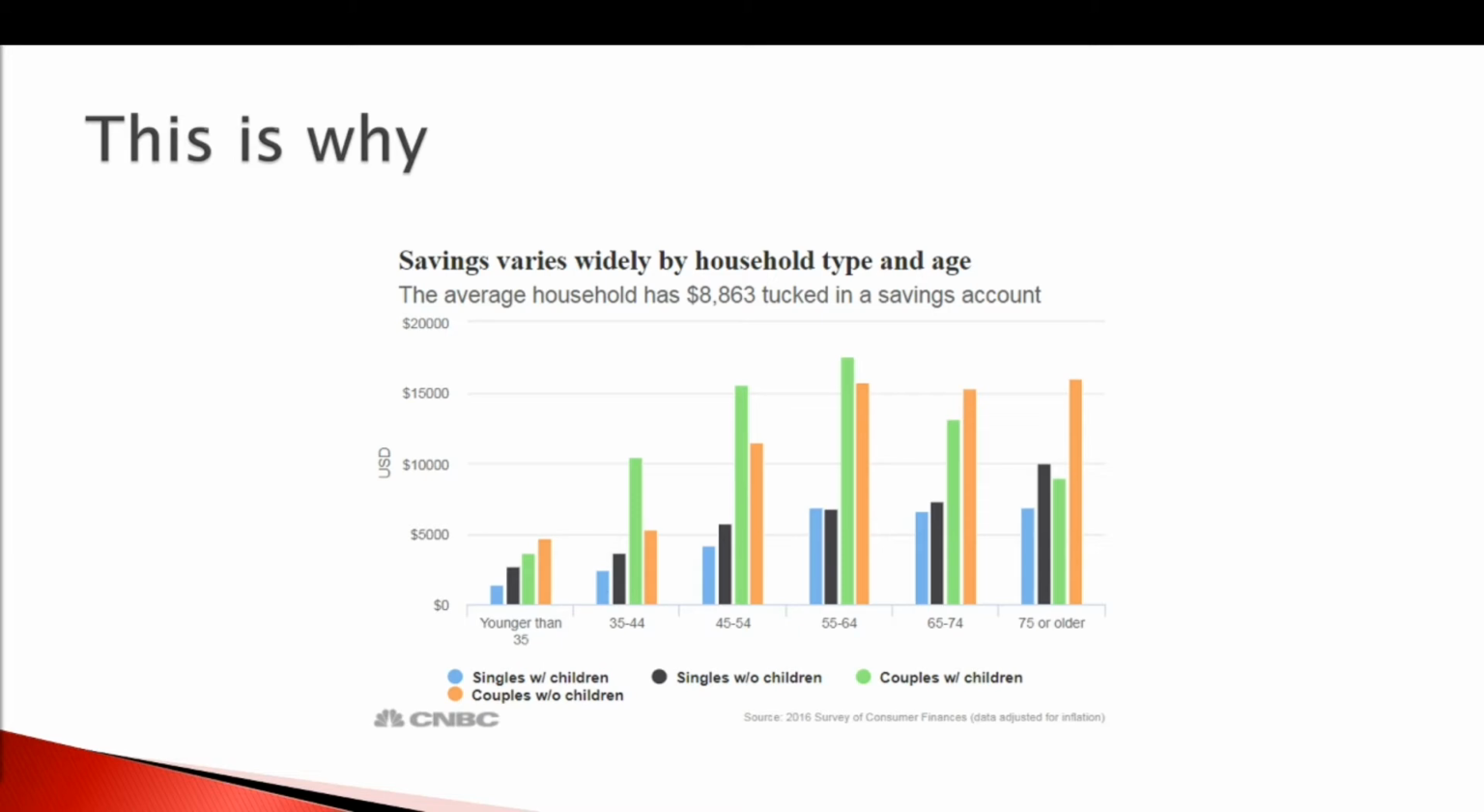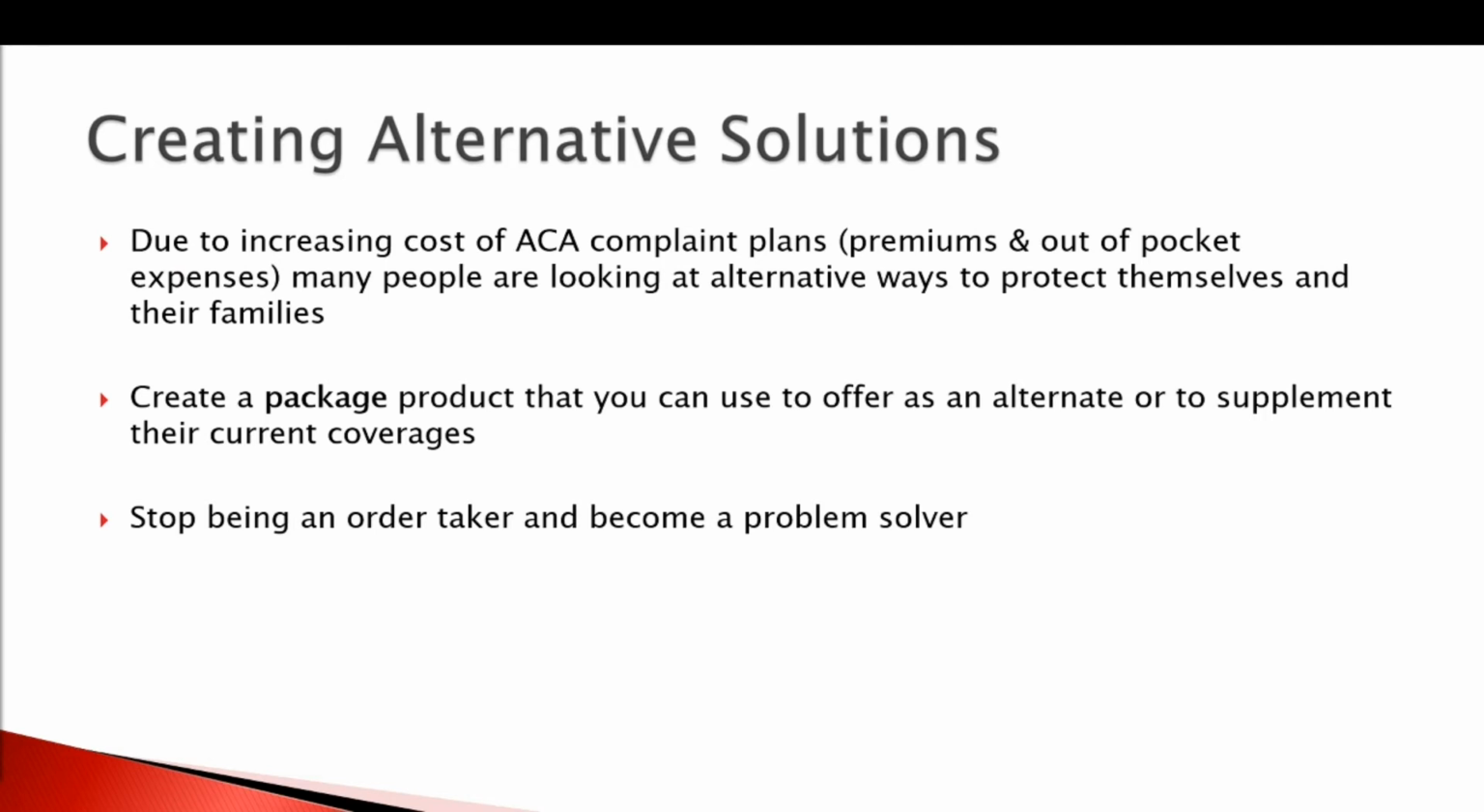Right now, the average household has a little bit over $8,800 in their savings account, so far less than what they would need if something actually was going to happen. And so we're looking at creating alternative solutions. Due to the increase in ACA plans, the premiums, the deductibles, the max out of pockets going up every single year, we need to find something for people that just can't afford these products. So we're going to look at creating packages and products that we can use for alternate coverage.